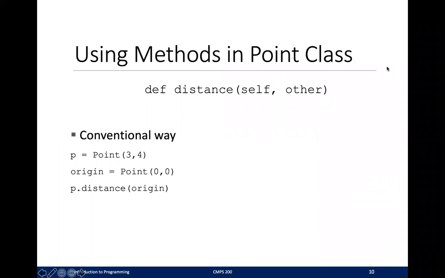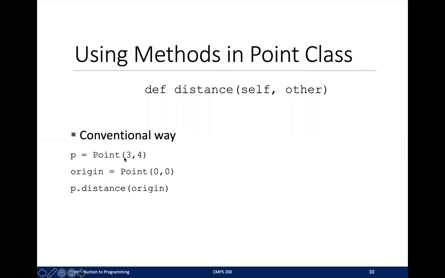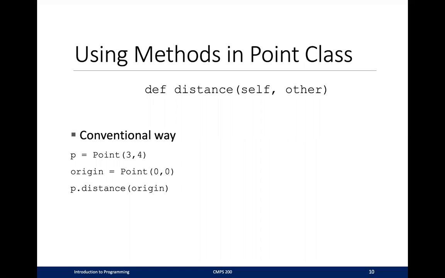So in general, this is the method, the way we've tried to do this. Here I have two points. I've defined two points, one is P and one is the origin, with their x and y coordinates. I can say P dot distance of origin or origin dot distance of P, because it's symmetric.